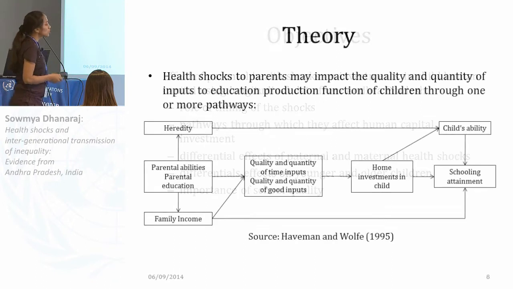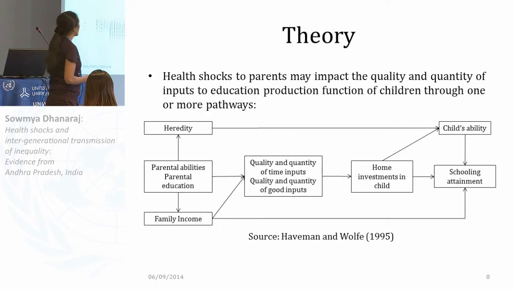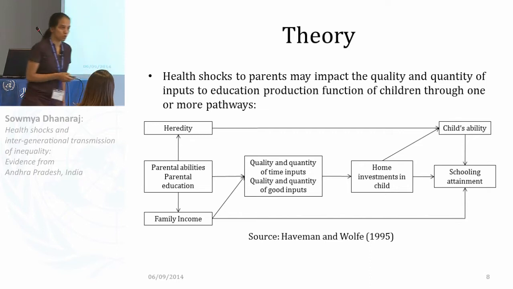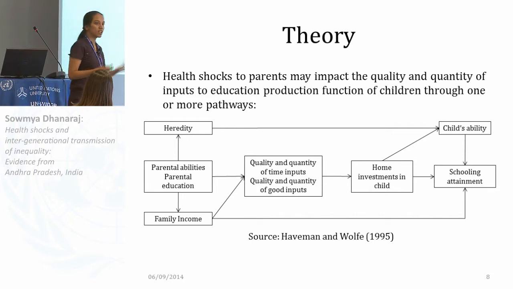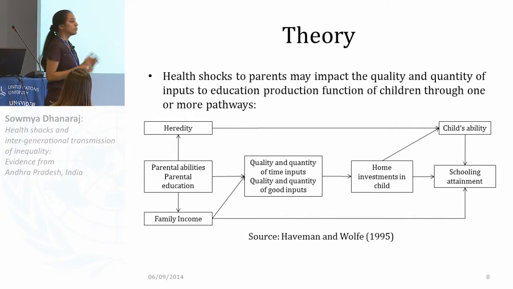Now, coming to the theoretical background for this study, the theoretical framework is drawn from the Becker and Tomes framework of the rise and fall of families. According to this framework, when financial markets are complete, then the parents' investments in children will not depend on parental income because parents can always borrow against the future earnings of the children. But when financial markets are incomplete, then parental investments in children will depend upon the parental income.